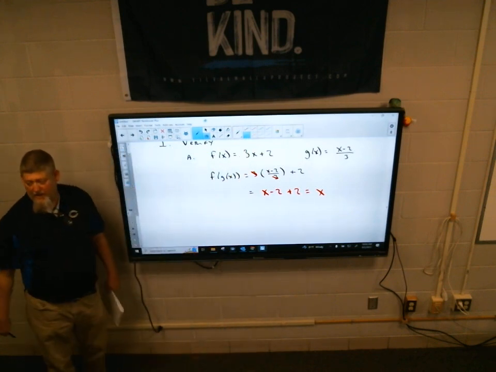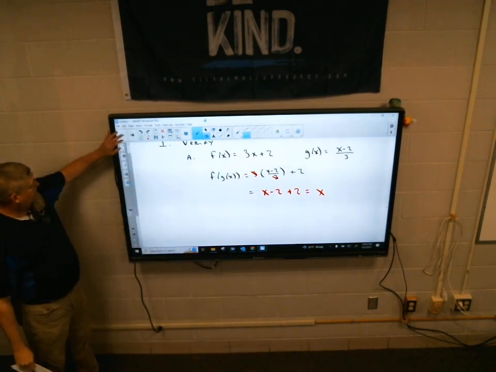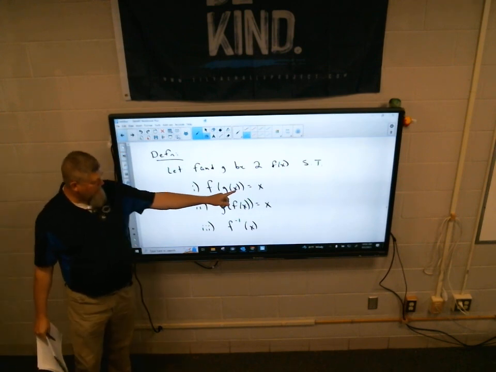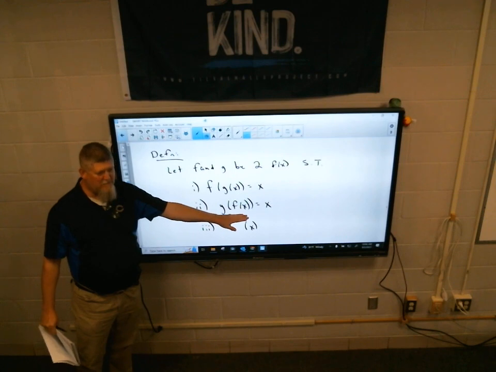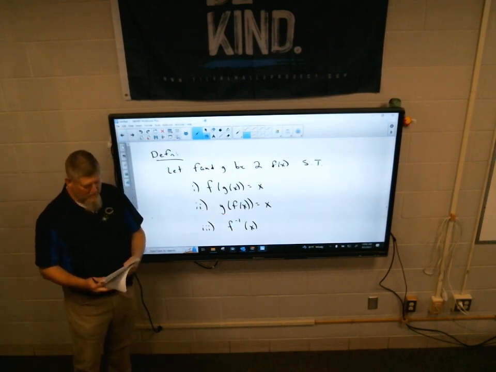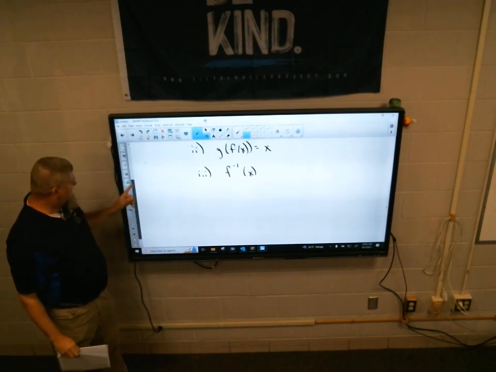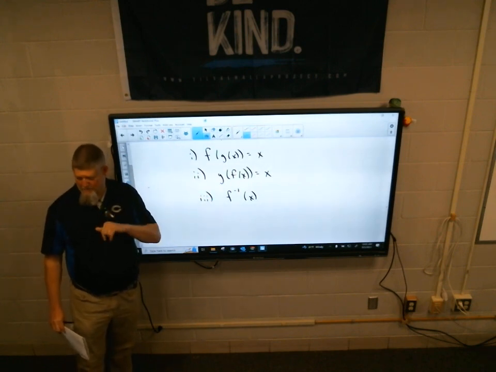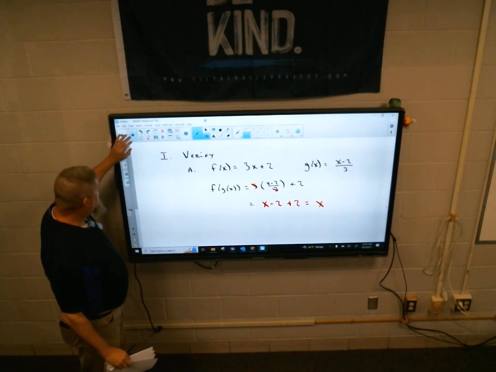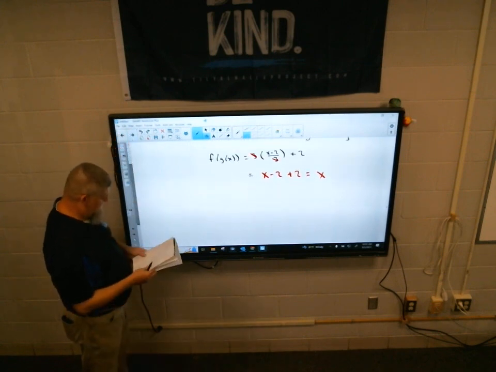Does that meet the criteria? Let f of g of x equal x, it met that one. But the second one has to be true as well. You may come across some where the first one equals x, f of g, but when you reverse it, it doesn't equal x. So you have to check both. So let's go back and check the second one.